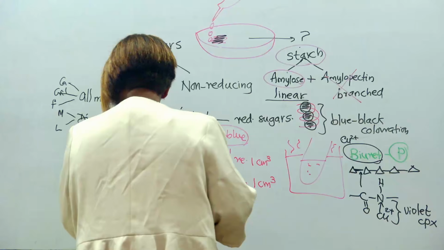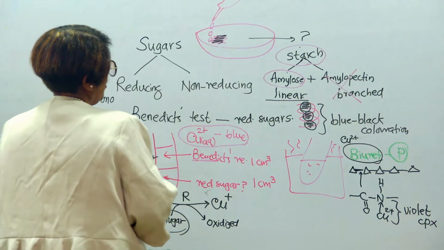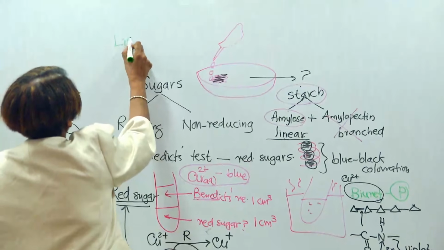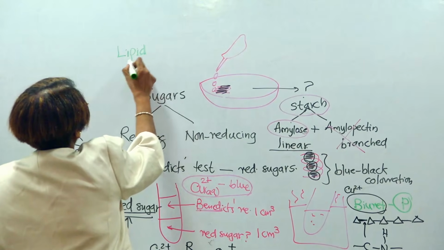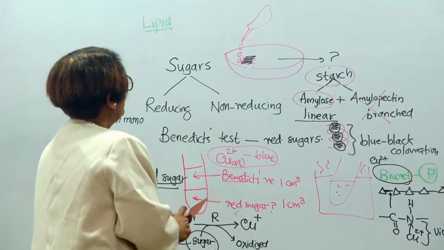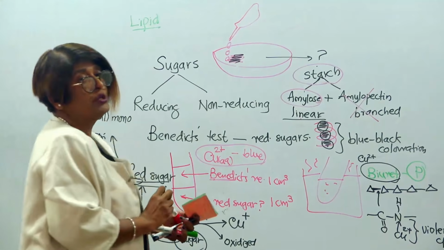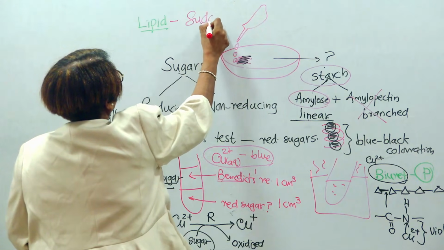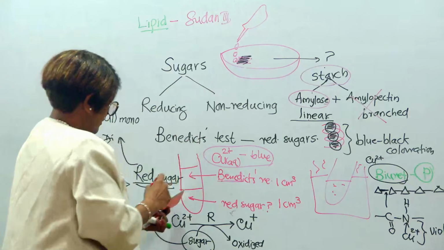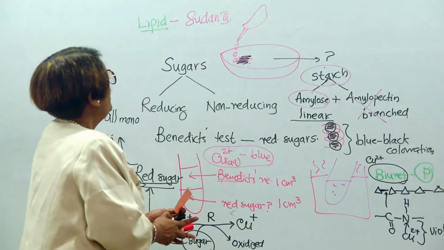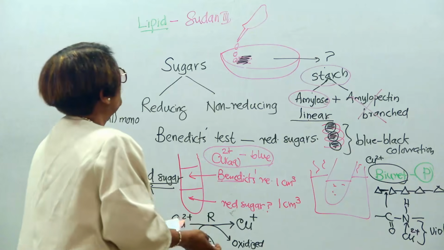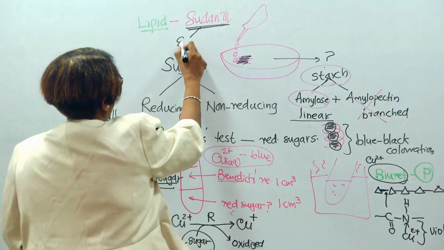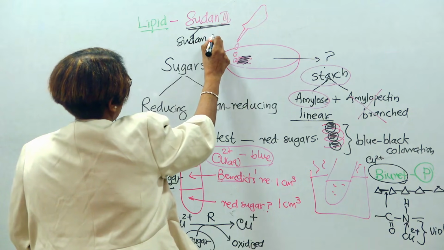Coming to the last, test for lipids. So, you know the lipid can be tested using the Sudan test, Sudan 3 test, or even Sudan 4 test. Remember Sudan dye, to produce a Sudan 3 reagent, Sudan, the red dye, is dissolved in ethanol.